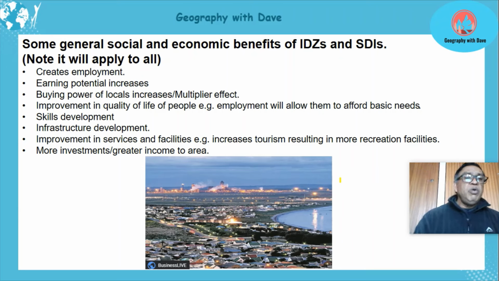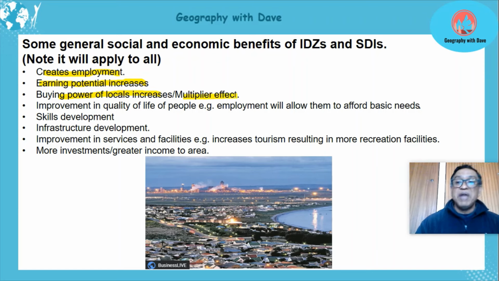All right, we know in terms of our social and economic benefits, it creates employment. That is very important, because employment will do so many things for them. I'll talk about it now. Earning potential increases. Not just employment. You may get a job, but some people now, as this is coming in, there are more opportunities. They may get better jobs with higher pay. Imagine their buying market potential. Buying power of locals increases.